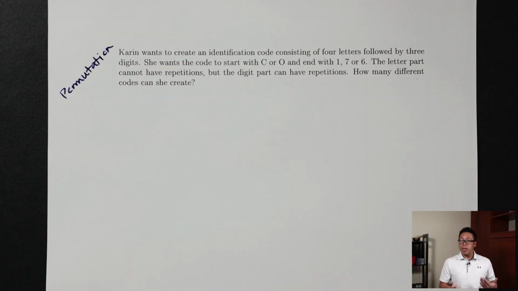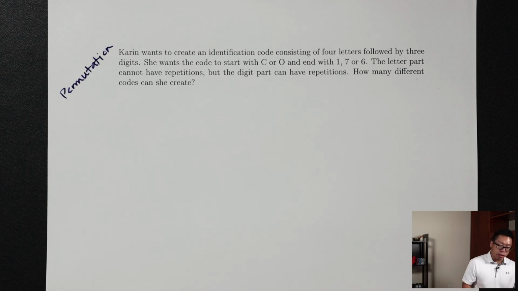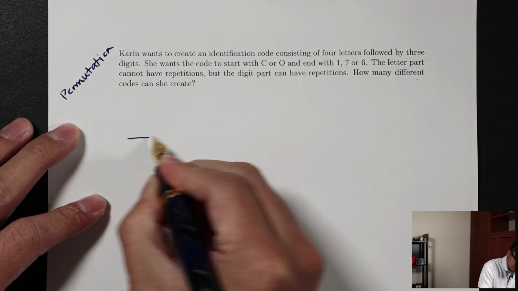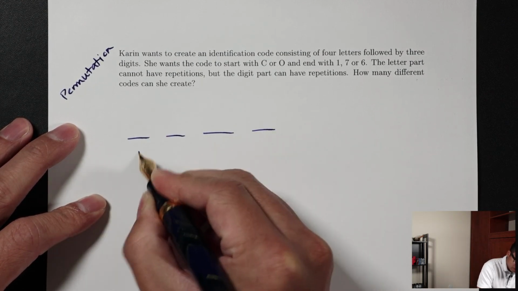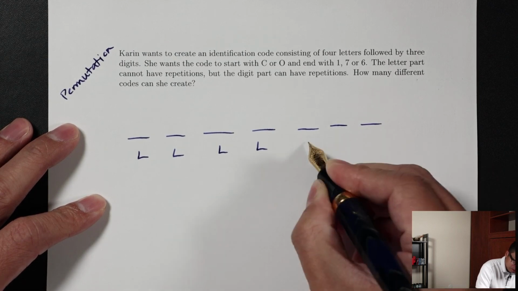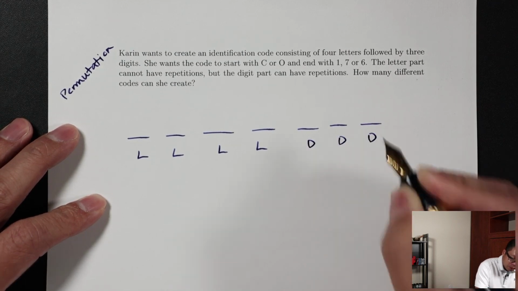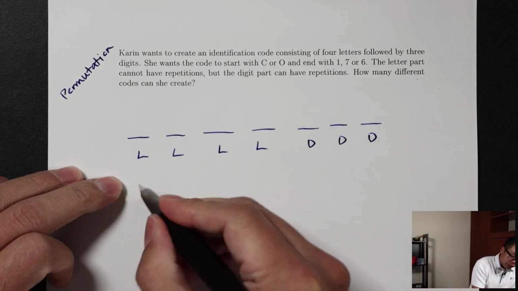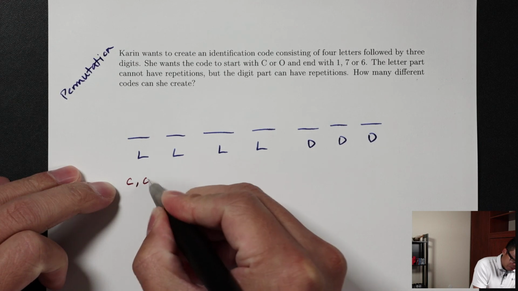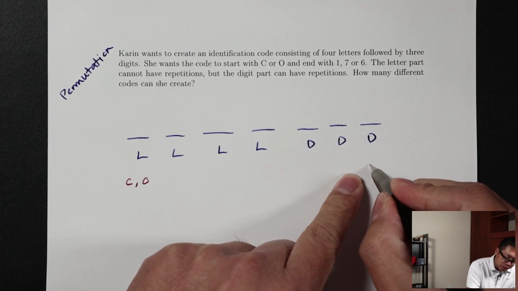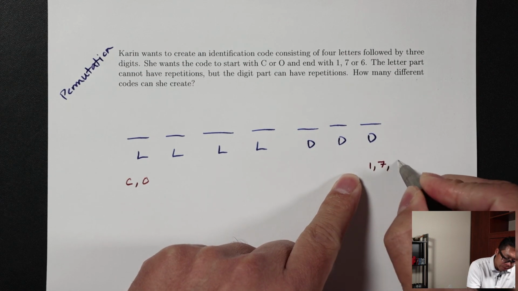Permutations are going to be blanks and numbers. How many blanks do I need? 4 letters, 3 digits. So 4 blanks for the letters, and then 3 blanks for the digits. And in addition, I have some restrictions. She wants the code to start with C or O. First letter needs to be C or an O. And end with 1, 7, or 6. So the last digit has to be a 1, 7, or a 6.